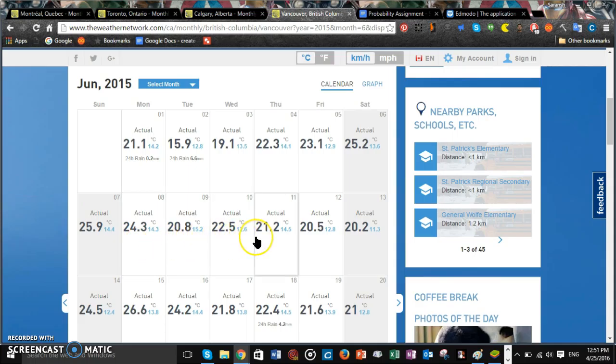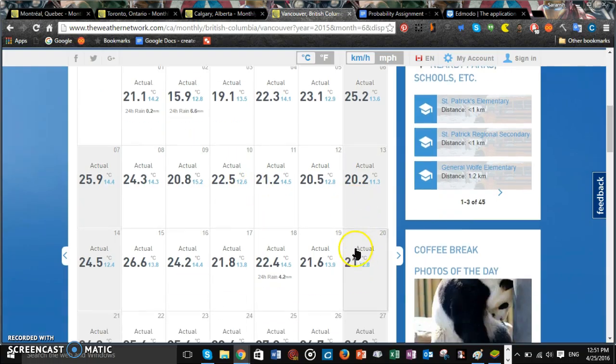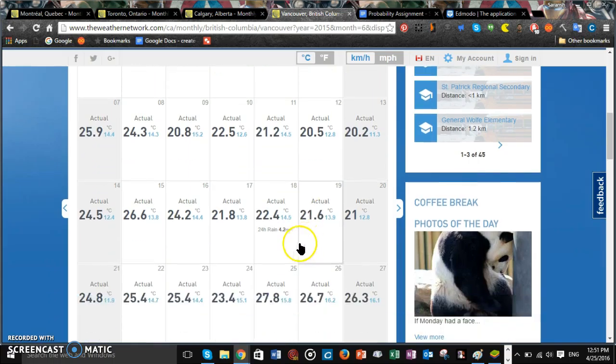9th, 10th, and 11th it did not rain, so that's the third group. 12th, 13th, and 14th it did not rain, so that's a fourth group. 15th, 16th, 17th it did not rain, so that's a fifth group. 18th it rained, so let's move on to the 19th.